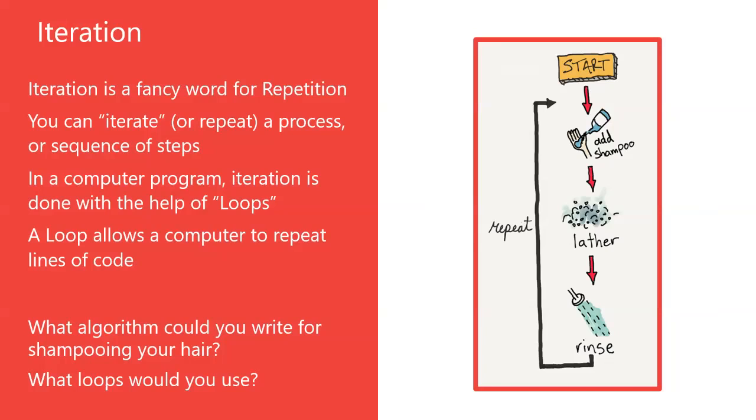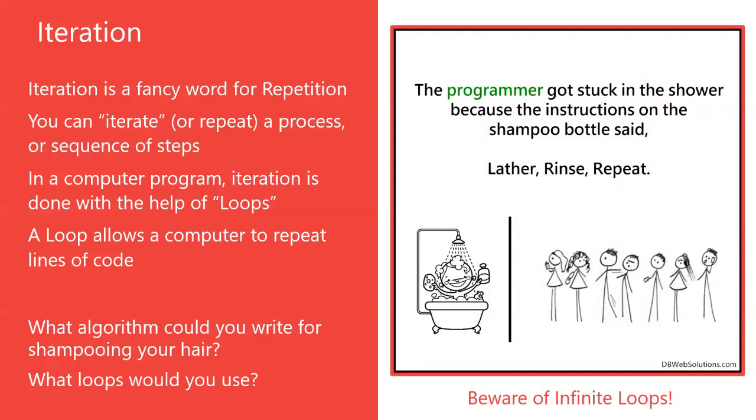And if you look on a bottle, you'll often see this sequence. Now, this is a goofy joke, but it works. It says the programmer got stuck in the shower because the instructions on the shampoo bottle said lather, rinse, repeat. Notice how it never says to stop. So a computer program, if you wrote this as your algorithm, is going to keep going forever and ever: lather, rinse, repeat. And that's what's called an infinite loop. So we have to be careful of infinite loops and make sure we don't do that.